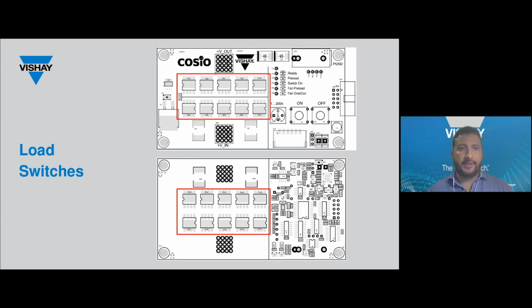This is where you can find it in the layout. On top, you can see the 10 parallel connected MOSFETs for one switch. And then on the bottom, you can see the other 10 parallel MOSFETs as well on the bottom side.